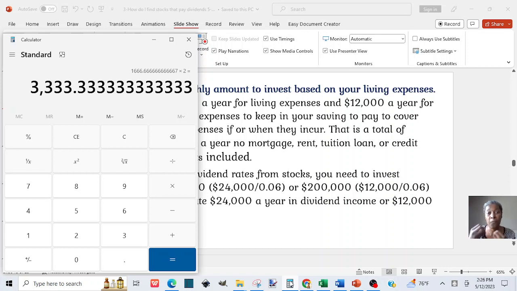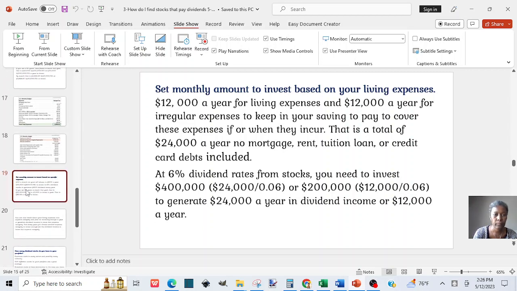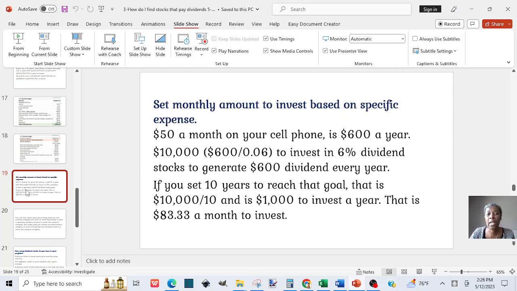But find a routine that every month you can invest without too much pressure, so you can set a long-term goal or start with a small dollar amount in mind and then go from there. So you can go with living expenses, or you can go with a specific expense category. So set a monthly amount to invest based on a specific category. So you can break down your living expenses under different categories and just pick one and work with it.